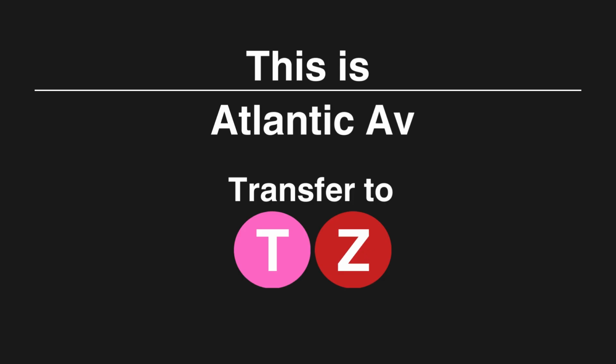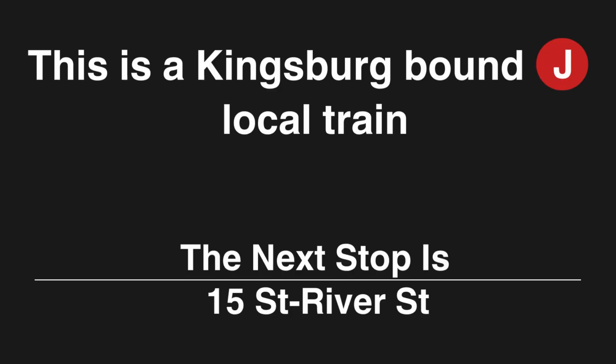This is Atlantic Avenue. Transfer is available to the T and Z trains. This is a Kingsburg-bound J local train. The next stop is 15th Street, River Street.